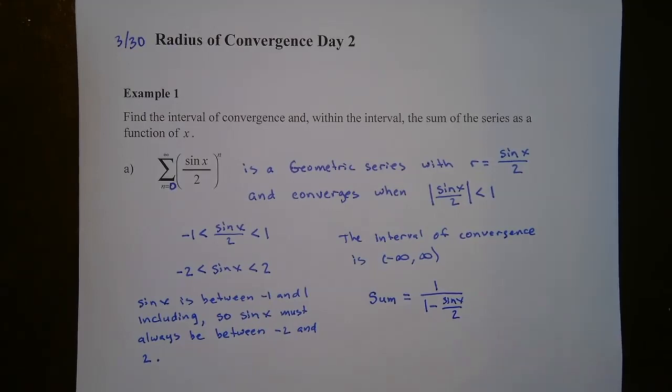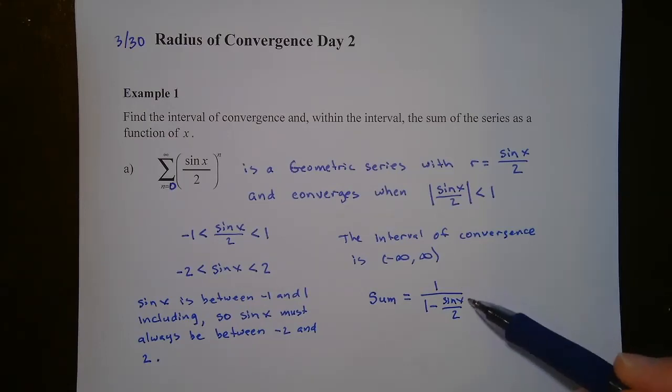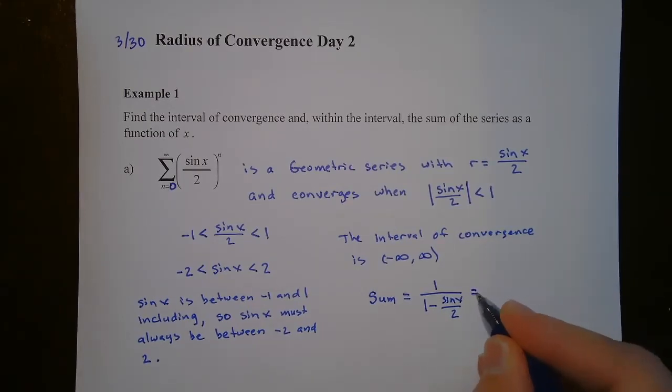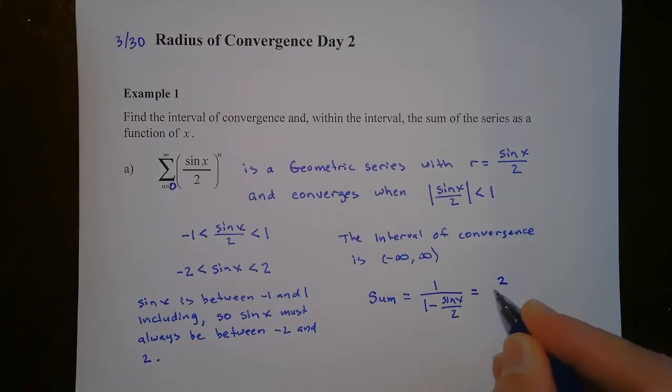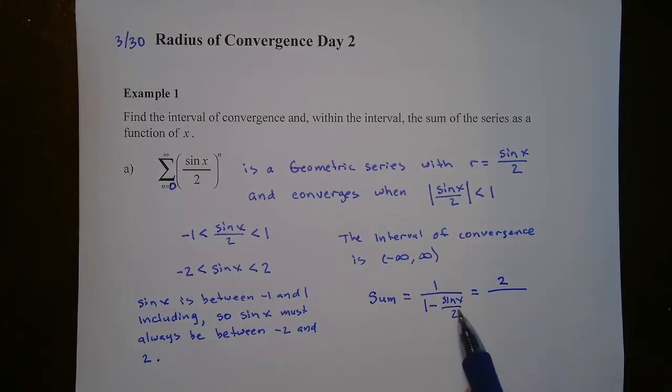You probably don't want to leave our answer like this because it's a complex fraction. So let's multiply the numerator and denominator both by 2. A better sum would be 2 over, and if we distribute the 2 here, we'd have 2 minus sine x.